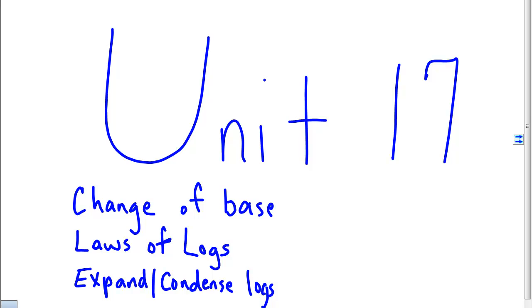We continue Unit 17 with change of base, laws of logs, and expanding and condensing logs.